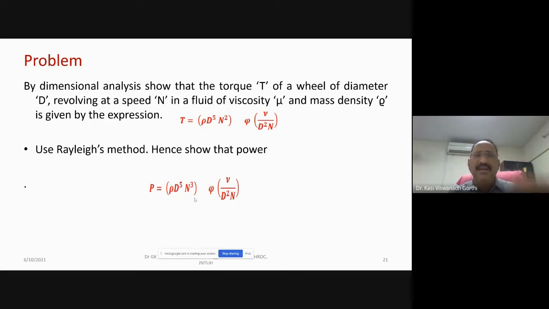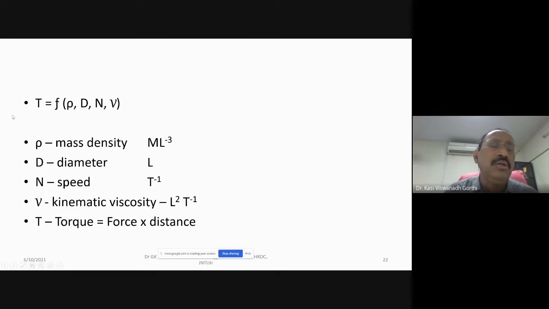We follow the simple procedure as we have seen there. From this, you will be able to identify the torque is the dependent variable, and all other things are the independent variables like speed, kinematic viscosity or the dynamic viscosity, and then the mass density rho, and then the diameter of the wheel. So the functional relationship between the dependent and independent variables can be given as T is a function of rho, d, n, and nu. Right? The dimensional formula for all this.